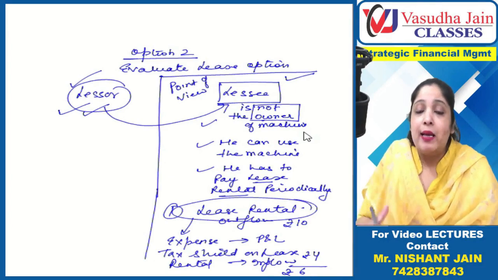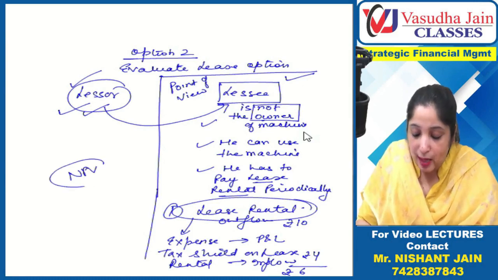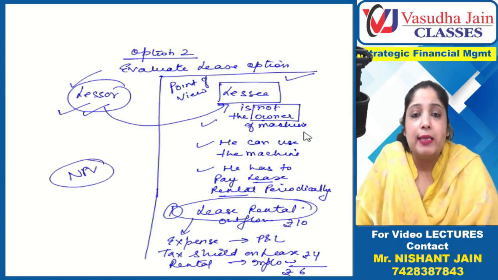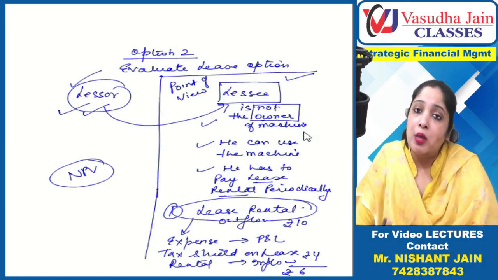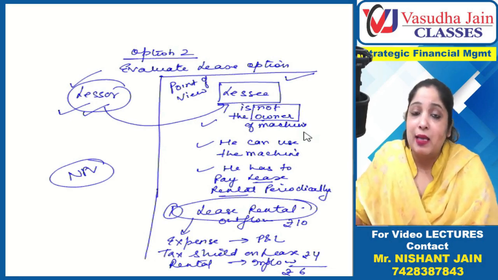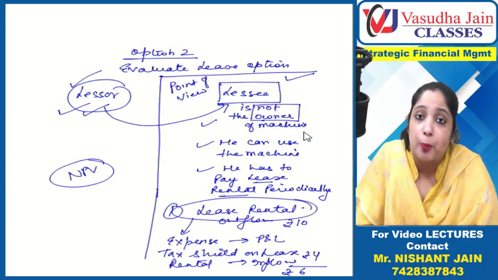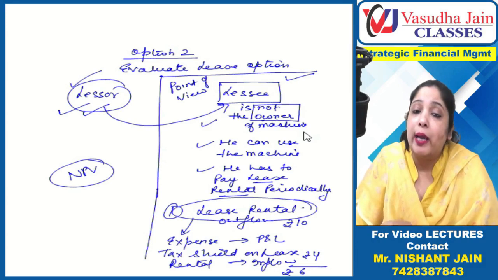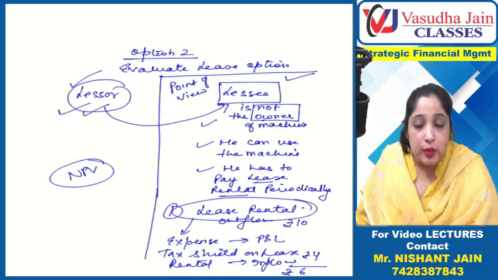Now basically when we are going to solve these questions, predominantly we are going to use which method? NPV. Basically we are going to bring all the inflows and outflows, because they are occurring at various different points of time, to period 0. That is, we are going to calculate the present value of all the inflows and outflows.